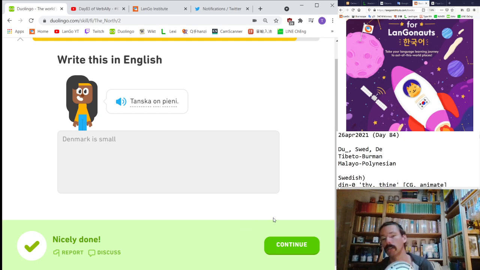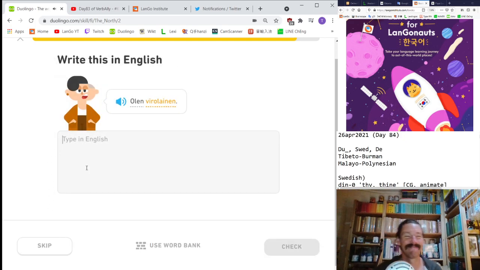Tanska on pieni. Olen virolainen. Olen, I am. Virolainen, Estonian. Ethnicity, nationality rather.